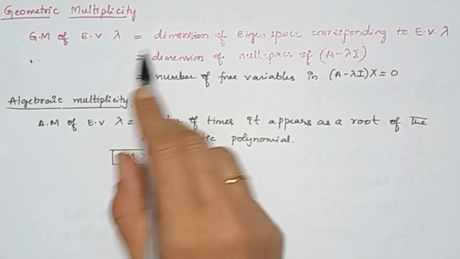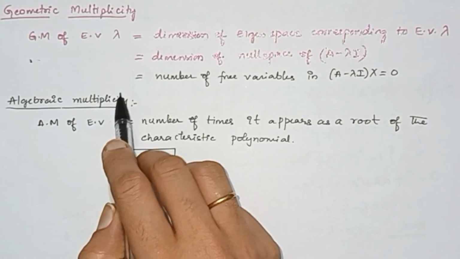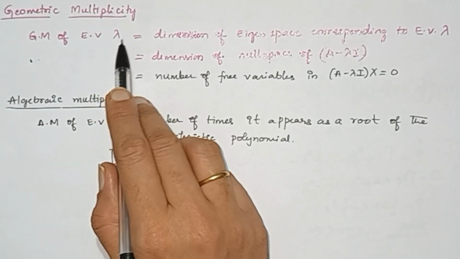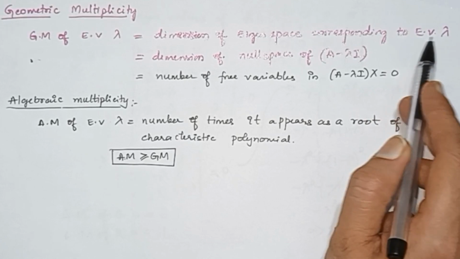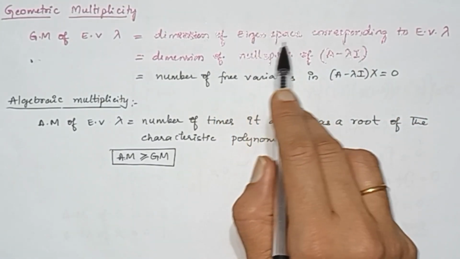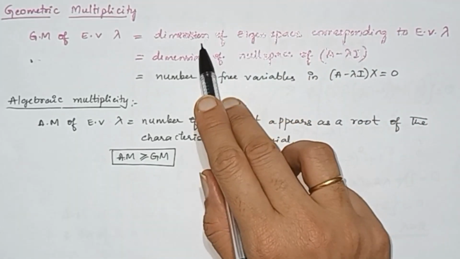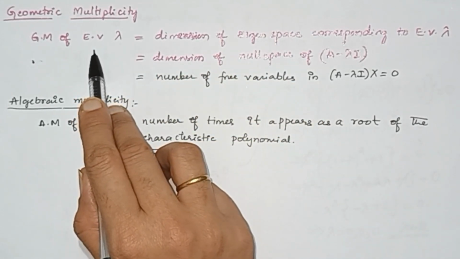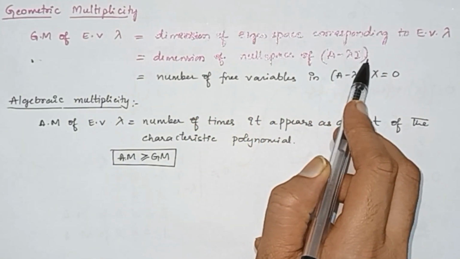In this video, I'll explain what is geometric multiplicity and algebraic multiplicity of an eigenvalue lambda. Geometric multiplicity of an eigenvalue lambda is the dimension of the eigenspace corresponding to eigenvalue lambda. Eigenspace means it is a collection of all eigenvectors associated with the eigenvalue lambda. We have to find out the dimension of that space, which will give you the geometric multiplicity. That is the same as the dimension of the null space of A minus lambda I.